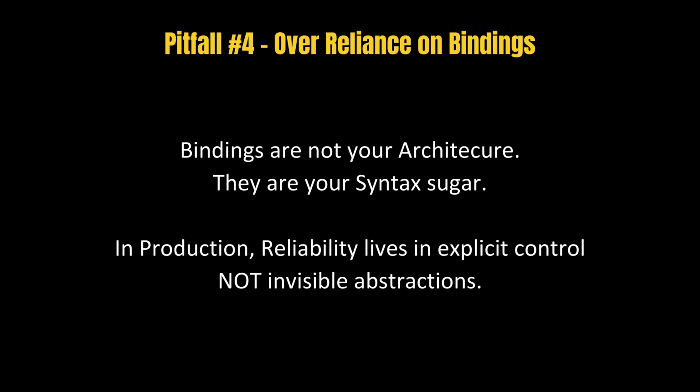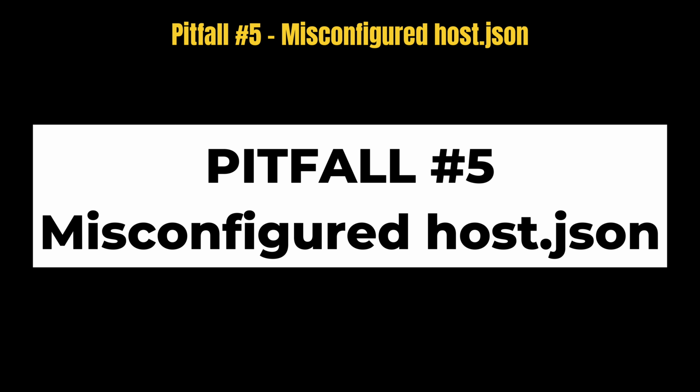Bindings make life easy until they silently fail under load. The next culprit is deeper. Your host.json may be misconfigured, choking performance at scale. Your function app isn't broken.